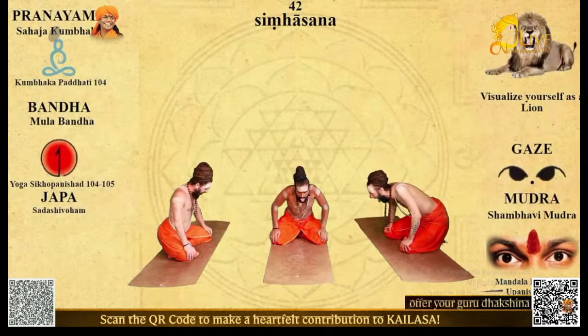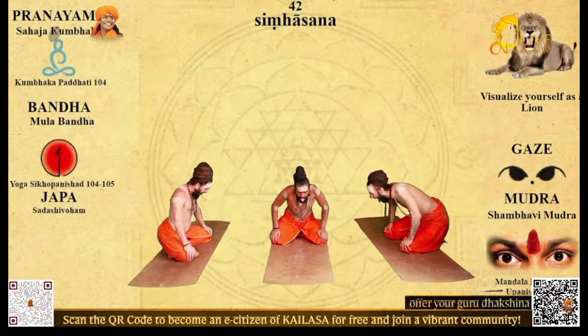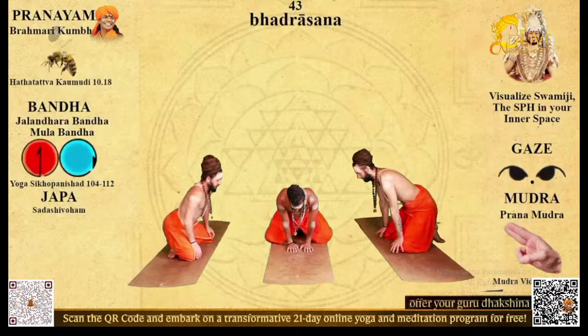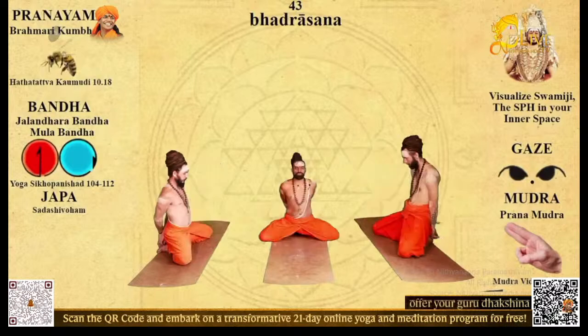The next asana is Bhadrasana. Now bring the soles of the feet together at the back, knees wide apart. Bring both the hands in Prana Mudra and hold the opposite big toe. Gaze to the nose as you visualize Swamiji in space. Engage Mula Bandha and Uddiyana Bandha.